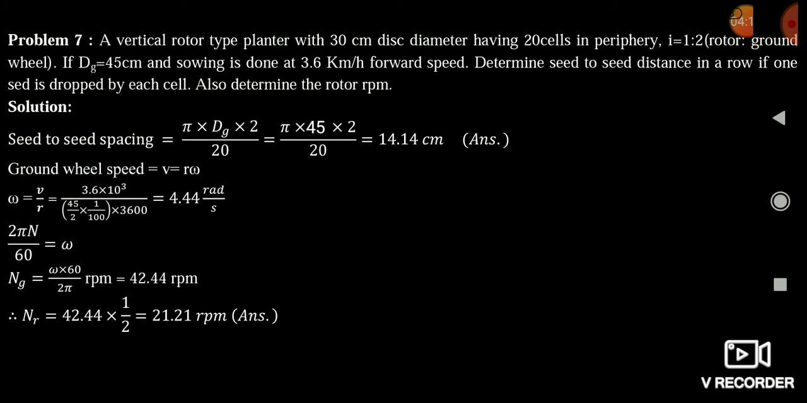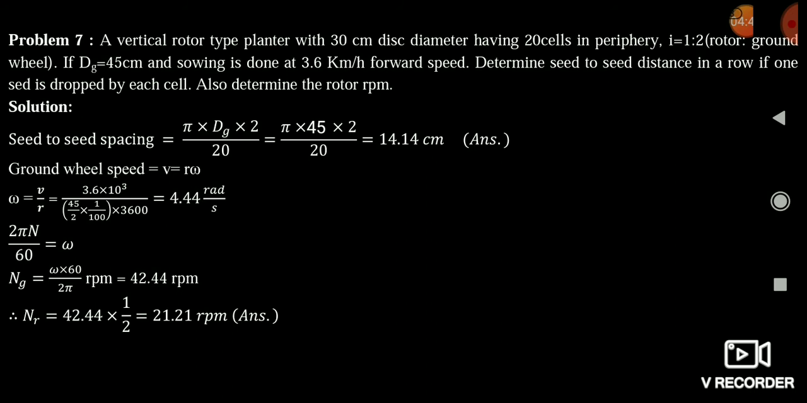Means our rotor will rotate 1 time, then our ground wheel will rotate 2 times. That's why, friends, for 1 rotation of the rotor the ground wheel rotation is pi d into 2, and friends, pi d is the diameter of the ground wheel, so pi dg into 2. And friends, if the rotor will rotate 1 time, then the total number of cells is given, that is 20 cells.